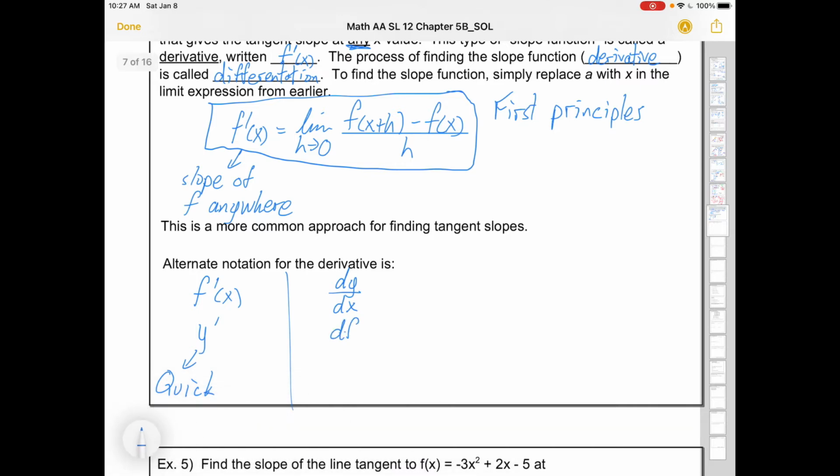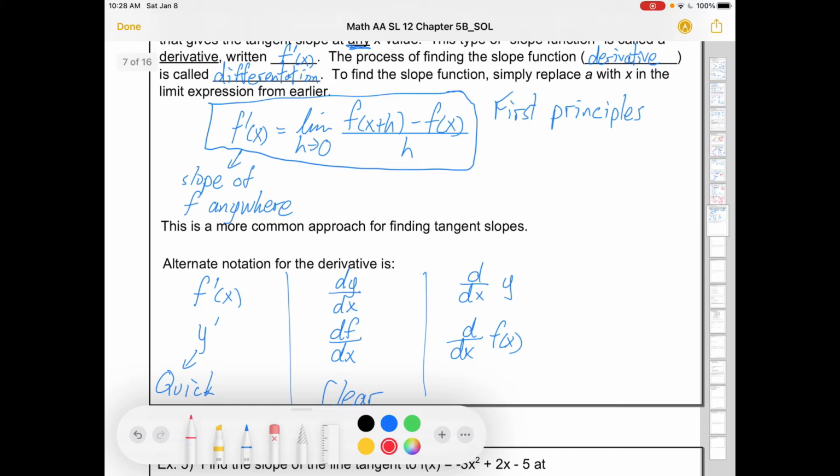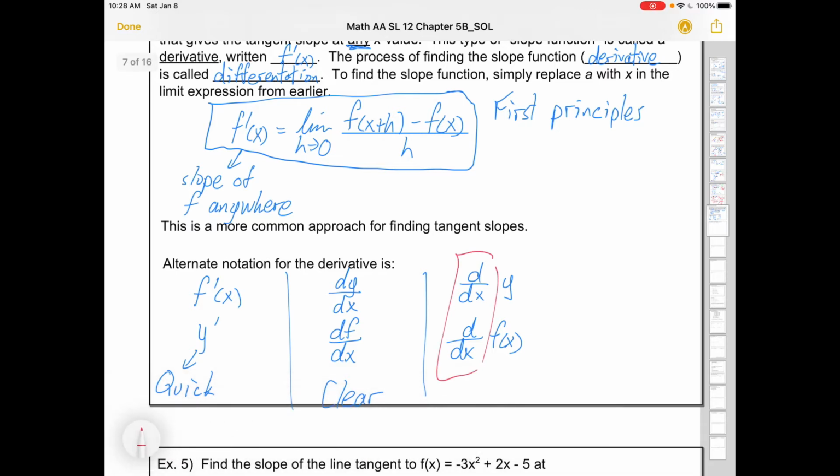We also might see df over dx. This is clearer. It's called the Leibniz notation. And this is another thing we might see: d by dx of y, or d over dx of f of x. In this case, what it's trying to get across is that this is the verb, differentiate. It's telling you to differentiate whatever y is, or find the slope function. All of these notations mean the exact same thing. They all mean this slope function, f prime of x.